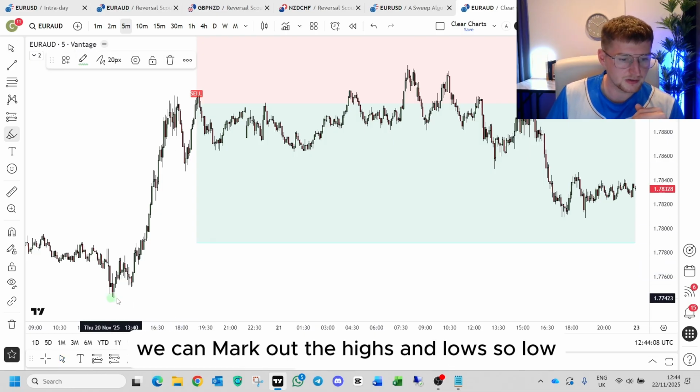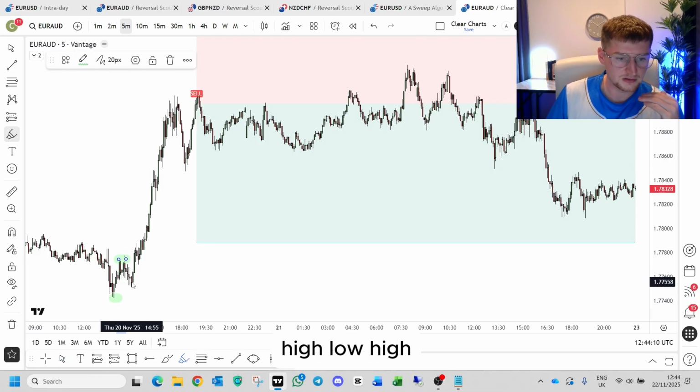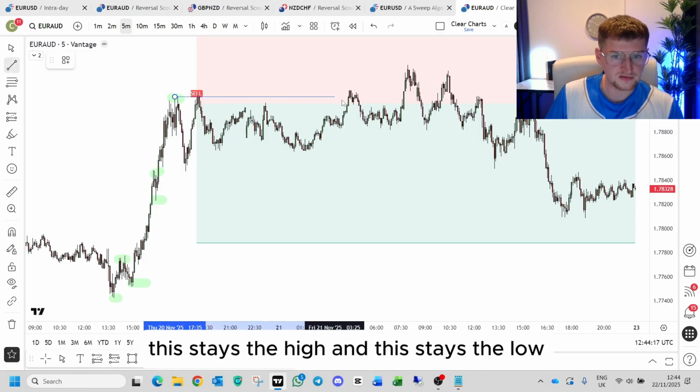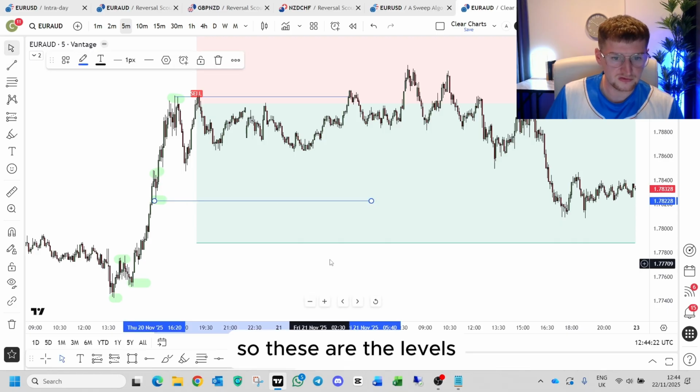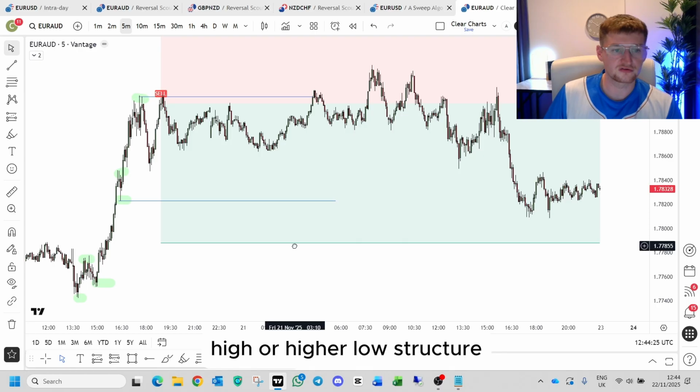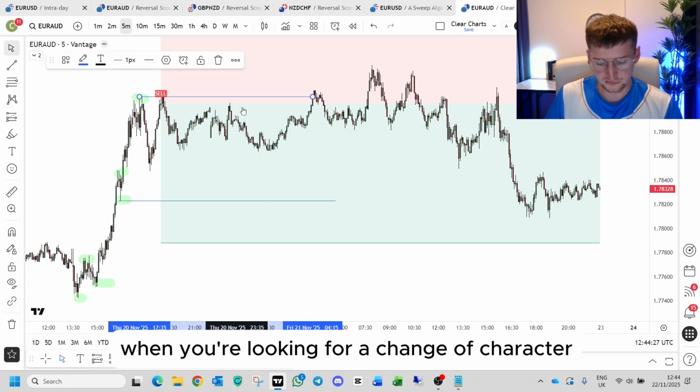In here we can mark out the highs and lows. So low, high, low, high, low, high, just like that. And then until this point, okay, this stays the high and this stays the low. So these are the levels to be concerned with in terms of higher high or higher low structure when you're looking for a change of character.